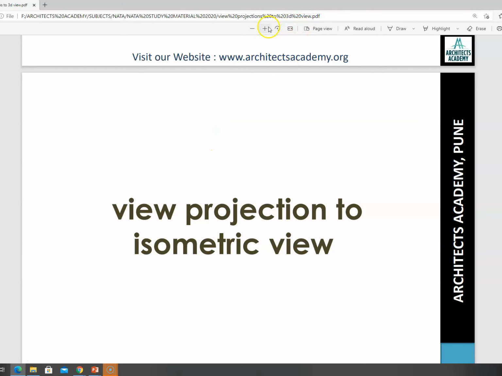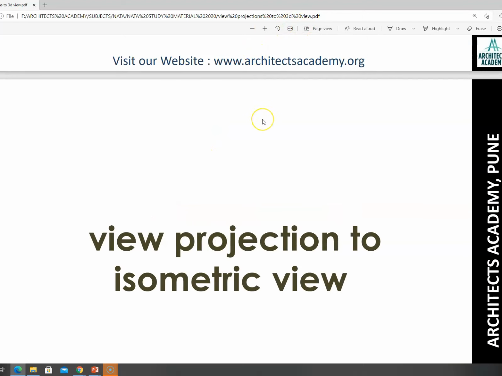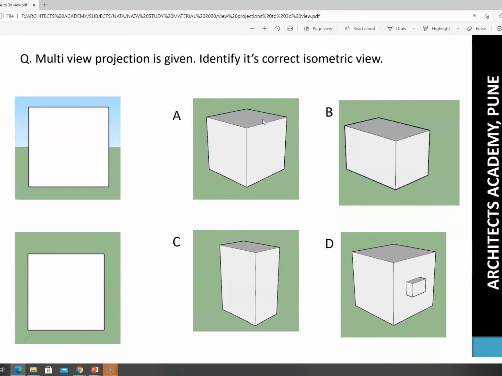We have learned what is a plan, what is an elevation, what is a 3D view. So look at the question. Multi-view projection is given. Identify its correct isometric view. Multi-view means we are imagining that object from different angles, top, side. So if I am imagining the cube from the top and side, and I am assuming that this is a plan and this is an elevation or side view.